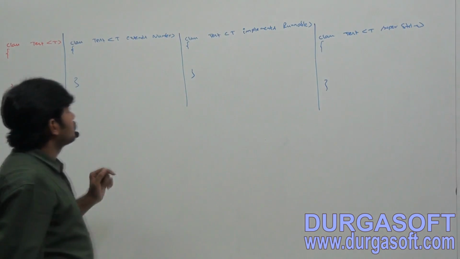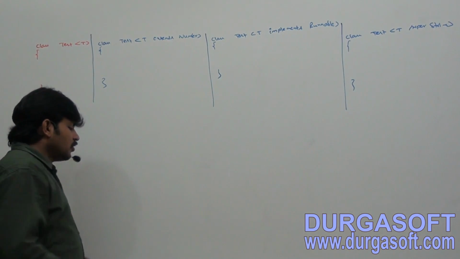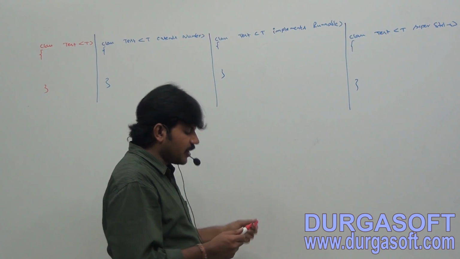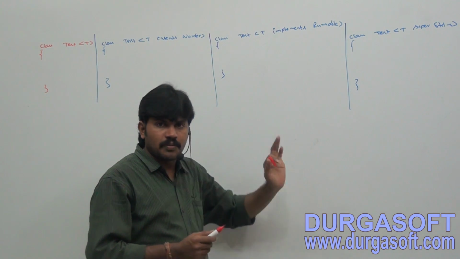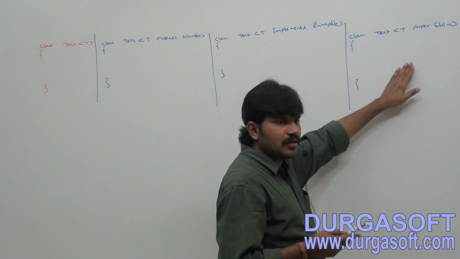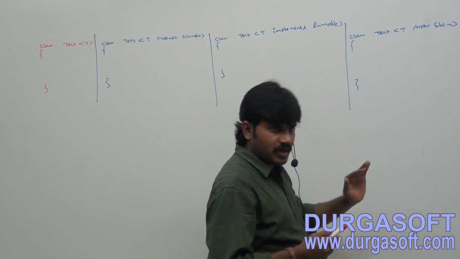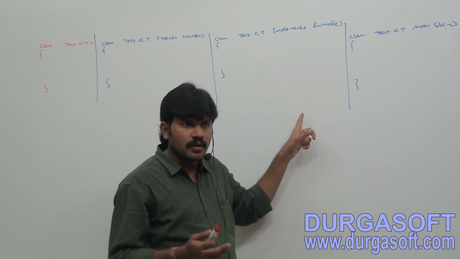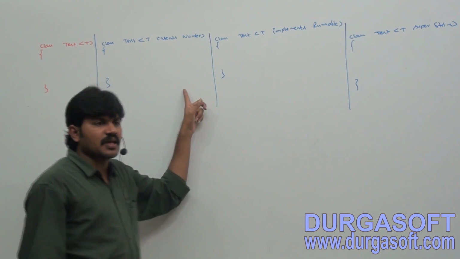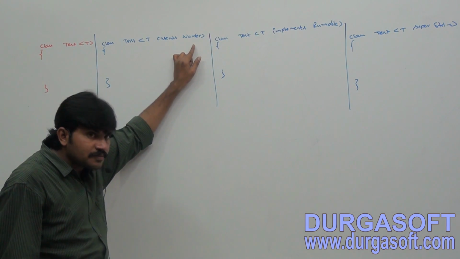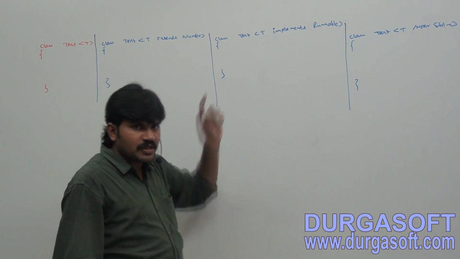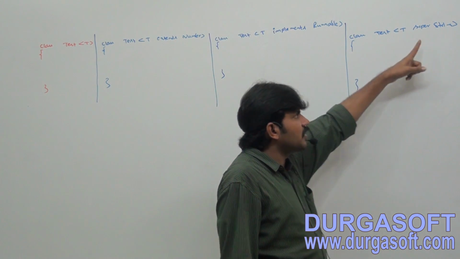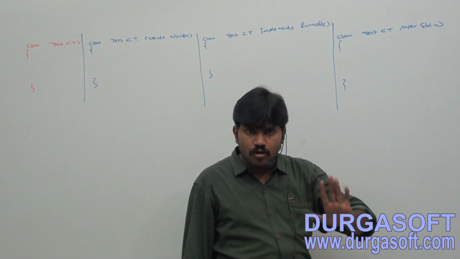Now observe. Here at the type parameter we can pass either Number or its child classes. Here we can pass either Runnable or its implementation classes. Next, we can pass either String or its super classes. Any explanation required? I hope you are aware.